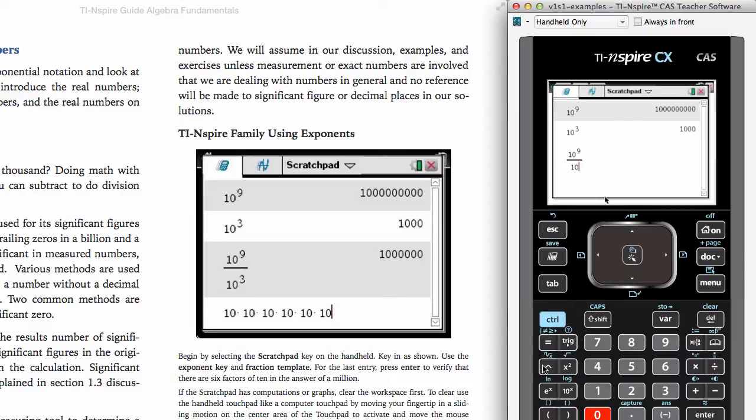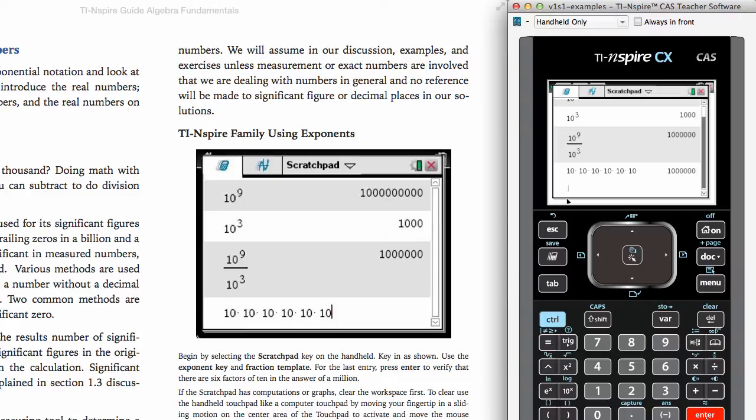raise it to the 3rd power, press enter, and see that the answer turns out to be 3 zeros and then 3 more zeros. So this is going to turn out to be 1 million. To show that this is 6 tens, we type in 10 times itself 6 times. One, two, three, 4. Need 2 more. And we can see we end up with the same answer.